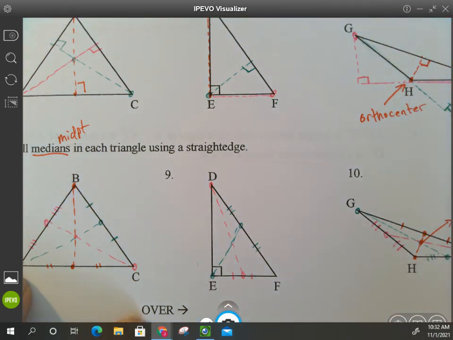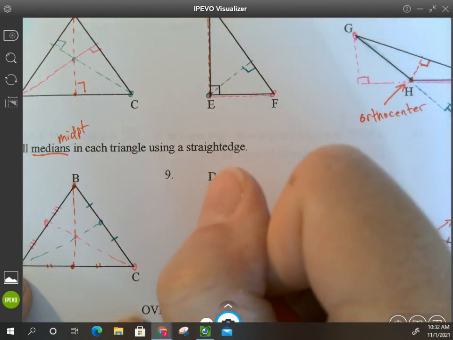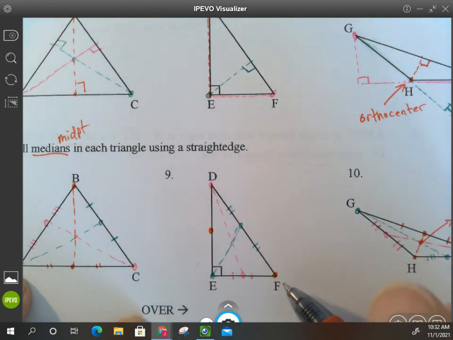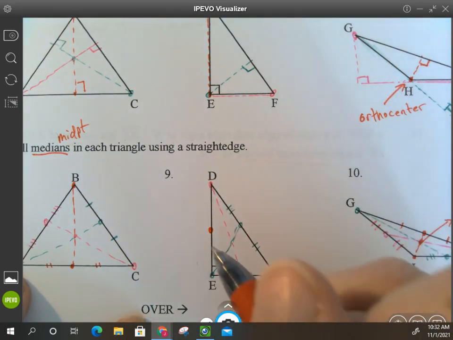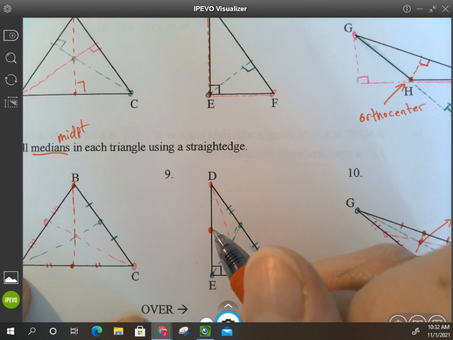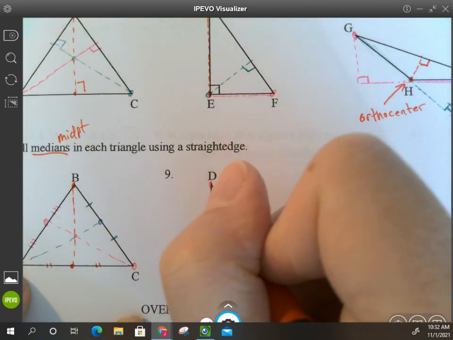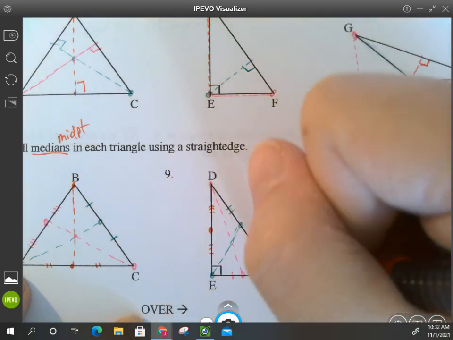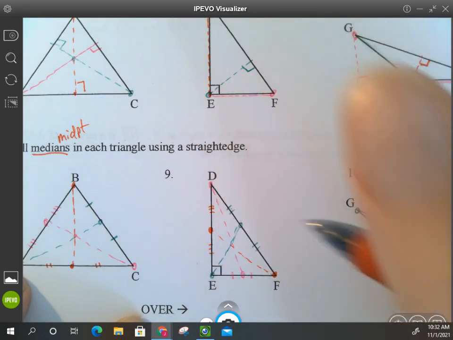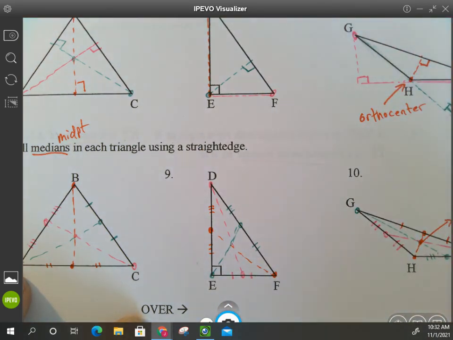And then there's one more from F to the opposite side. I think that's the best way to do it. Mark the piece you're at and then mark the opposite side. And then here I'm showing these are congruent. Okay, and so they have that point in the middle.